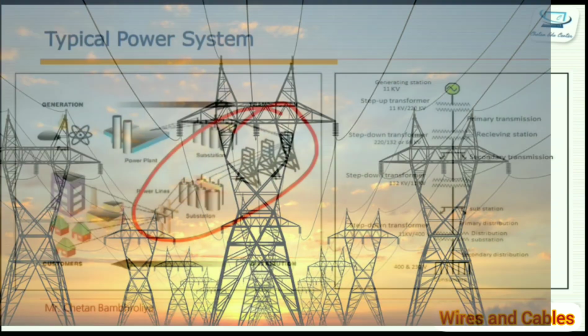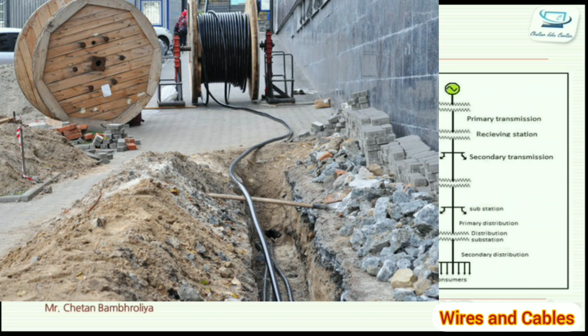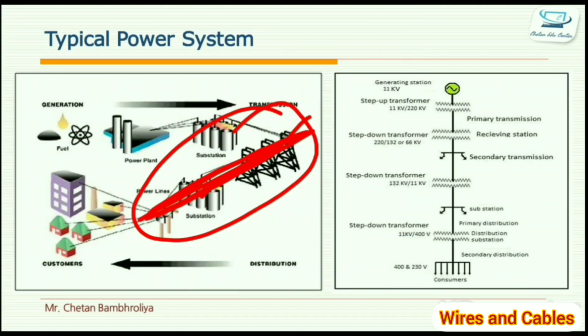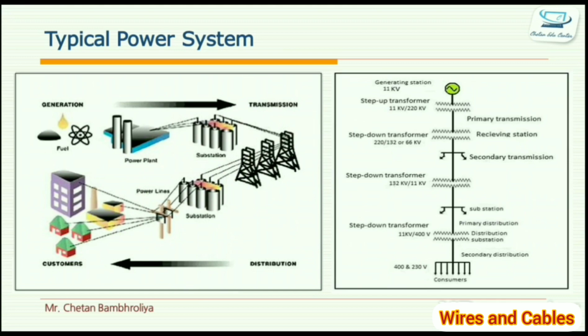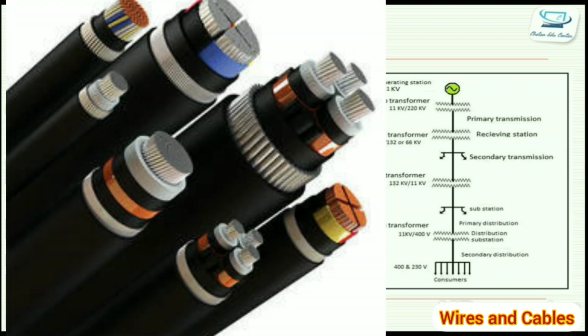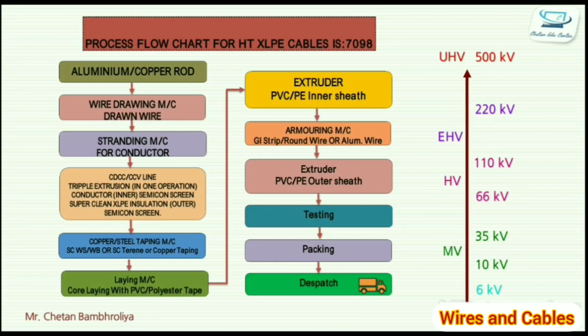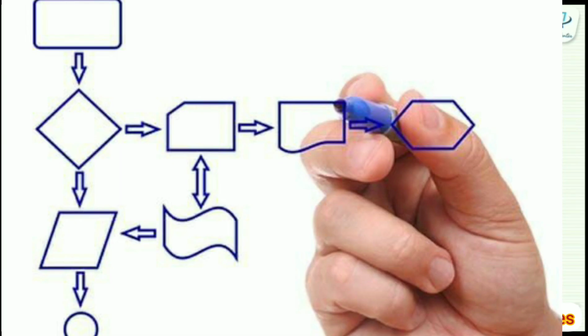If you want to convert this overhead line to an underground cable, then this video is most important, because we have to design the cable. This is a high power cable, so different processes are required for the manufacturing. Now this is the process flow chart. Friends, you already know whenever we want to design something, at that time the process flow is most important.